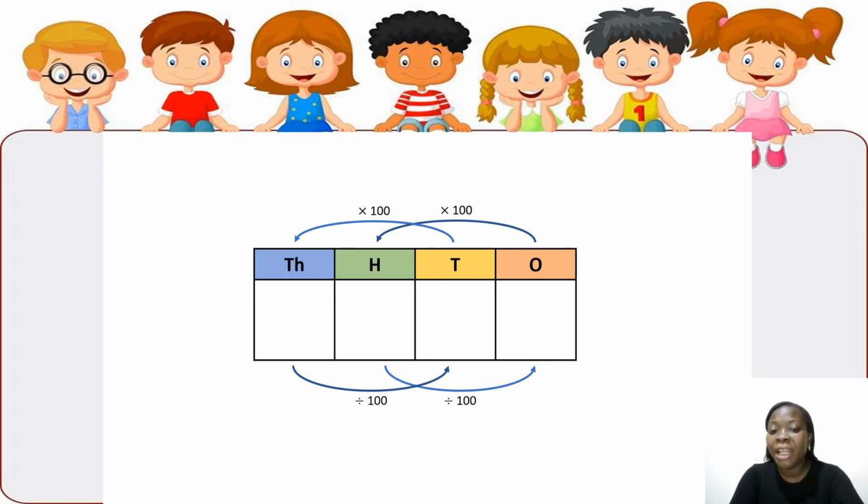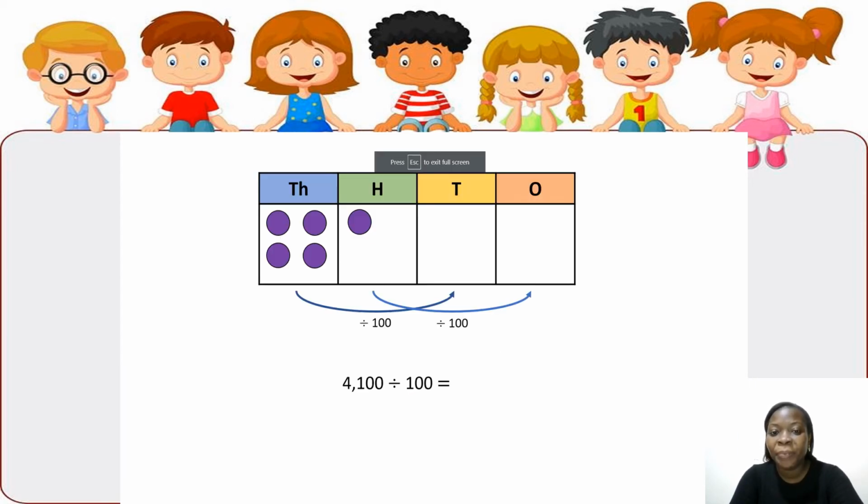When we multiply by 100, we move 2 columns to the left. But when we divide by 100, we move 2 columns to the right. Now let's find out how this works using an example. So I have here 4,100 divided by 100.